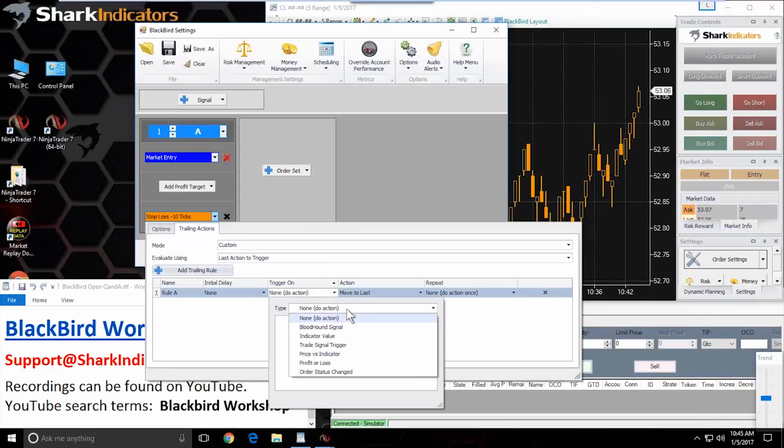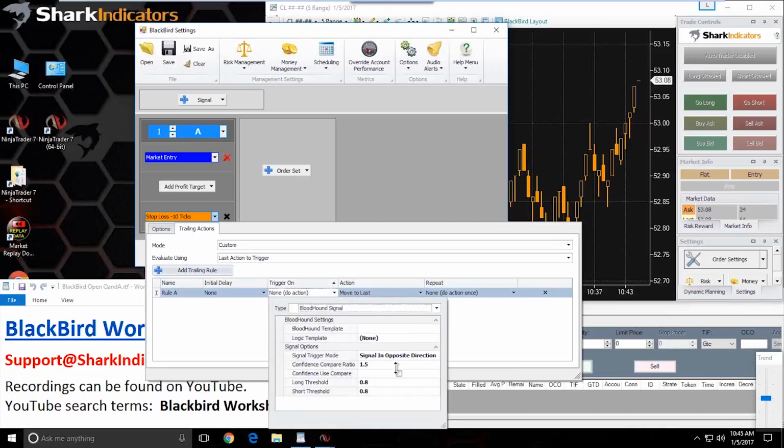So let's take a look at all the triggering events here. One triggering event could be a Bloodhound signal. You could actually build signals in Bloodhound that determine when to move your stop losses, or when to move your profit target as well. You could set up a Bloodhound signal that will move your profit targets around as well.